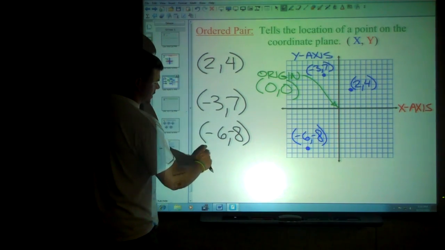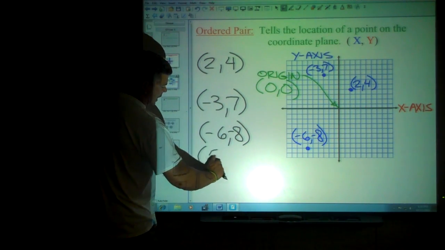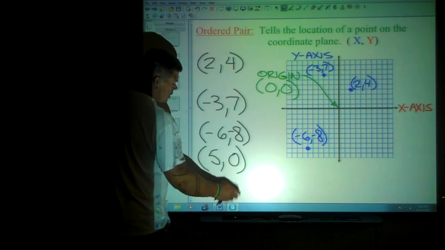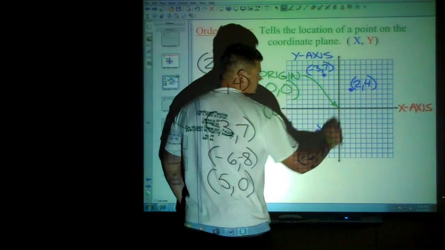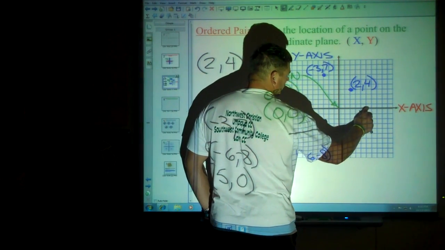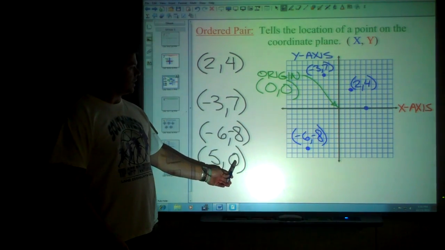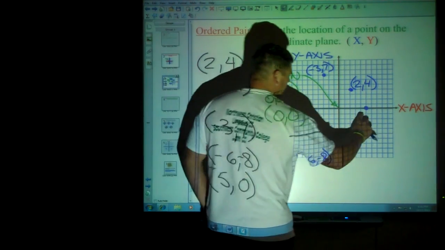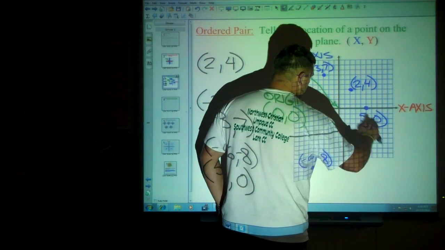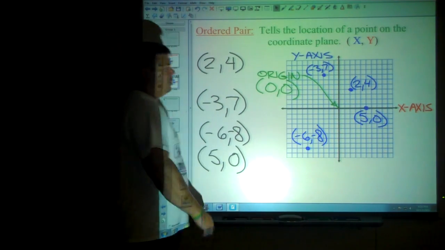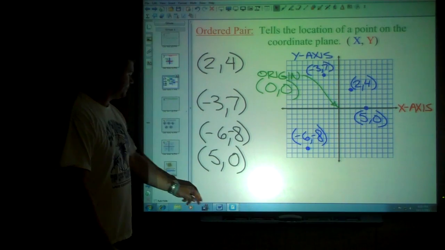And if we round it out, we could say, let's go 5, comma 0. 5, comma 0, 1, 2, 3, 4, 5. And I don't go up or down because my second number is 0. So that would be 5, 0. So a whole bunch of different places that we could graph.